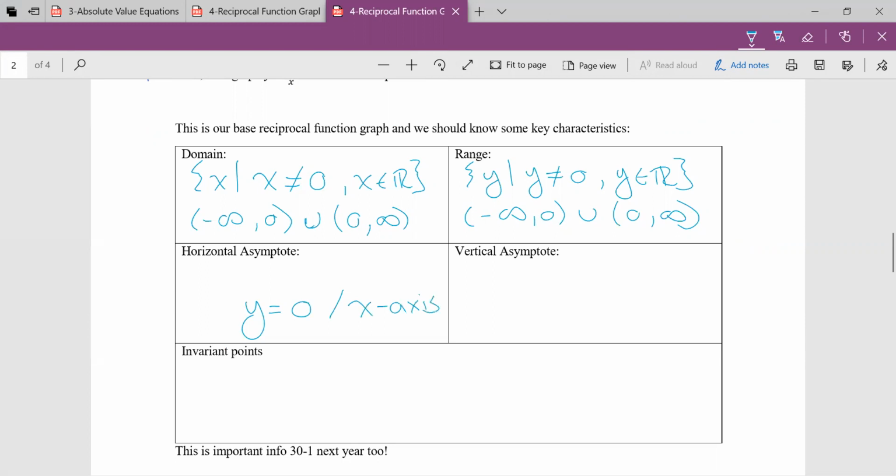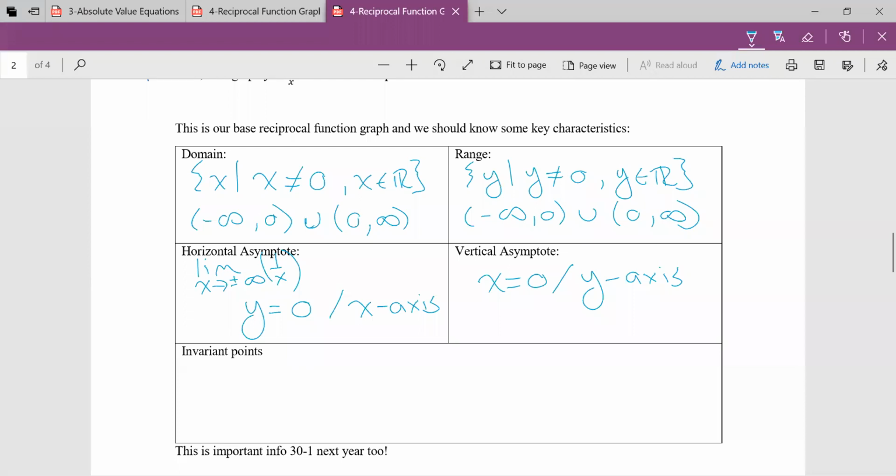Again, when we get to calculus, we're going to describe that by saying the limit as x goes to positive and negative infinity. So there's your first little mini lesson in calculus. The vertical asymptote. The vertical asymptote is x is equal to 0. That's also known as the y-axis, just like that.